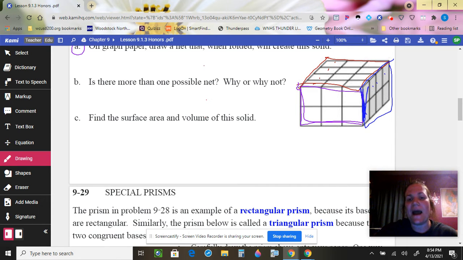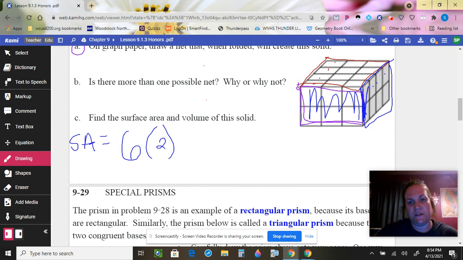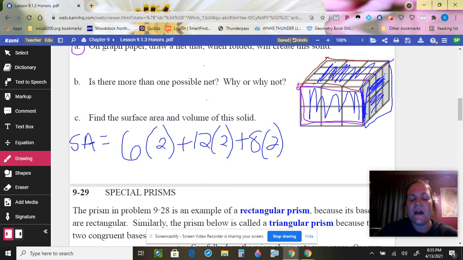So I'm going to do this first part. So this would be 6. I'm doing the surface area first. So I did 6, but then I would have the back side, right? So that'd be 2. And then this top, I have 4, 8, 12. So I'm going to add 12 times 2. And then I'm going to add this side, 4 and 4 is 8 times 2. So if I add all of those together, you guys should have gotten 52.